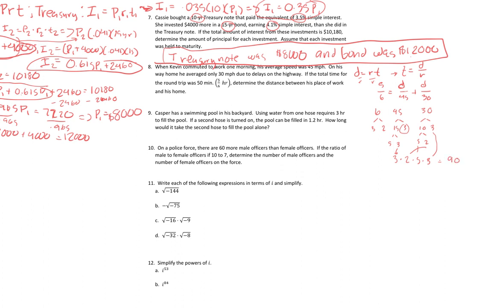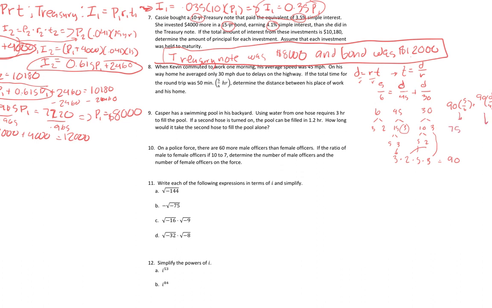So our least common denominator is going to be 90. And so then if we rewrite this equation, it's going to be 90 times 5 over 6 is equal to 90 times d over 45 plus 90 times d over 30. All right, so if we simplify this all down, this term will simplify to give us 75.